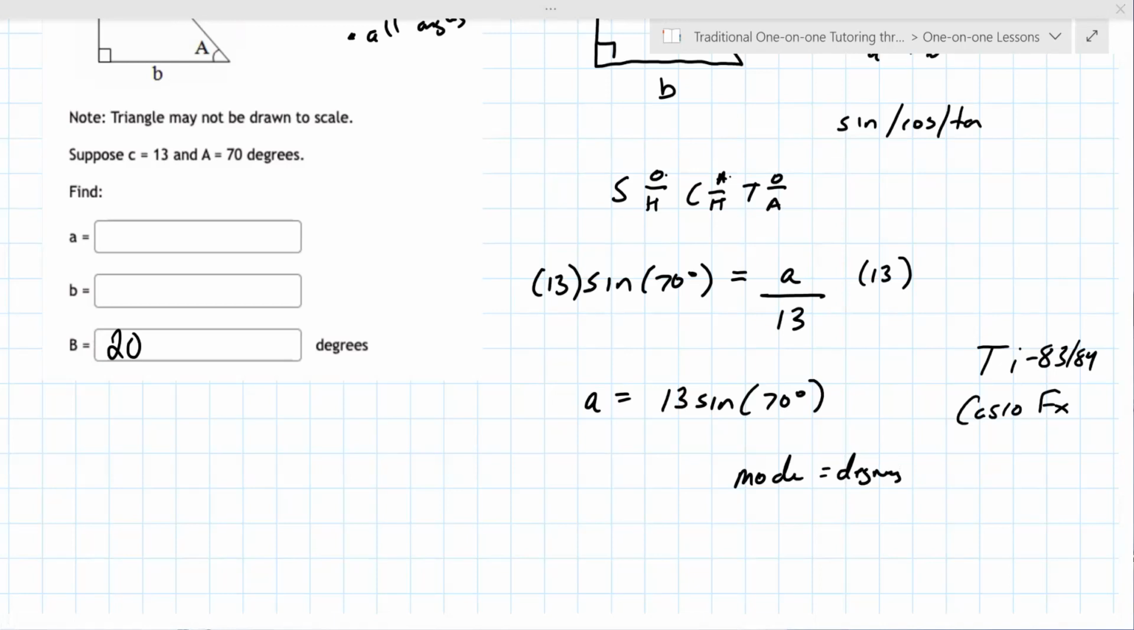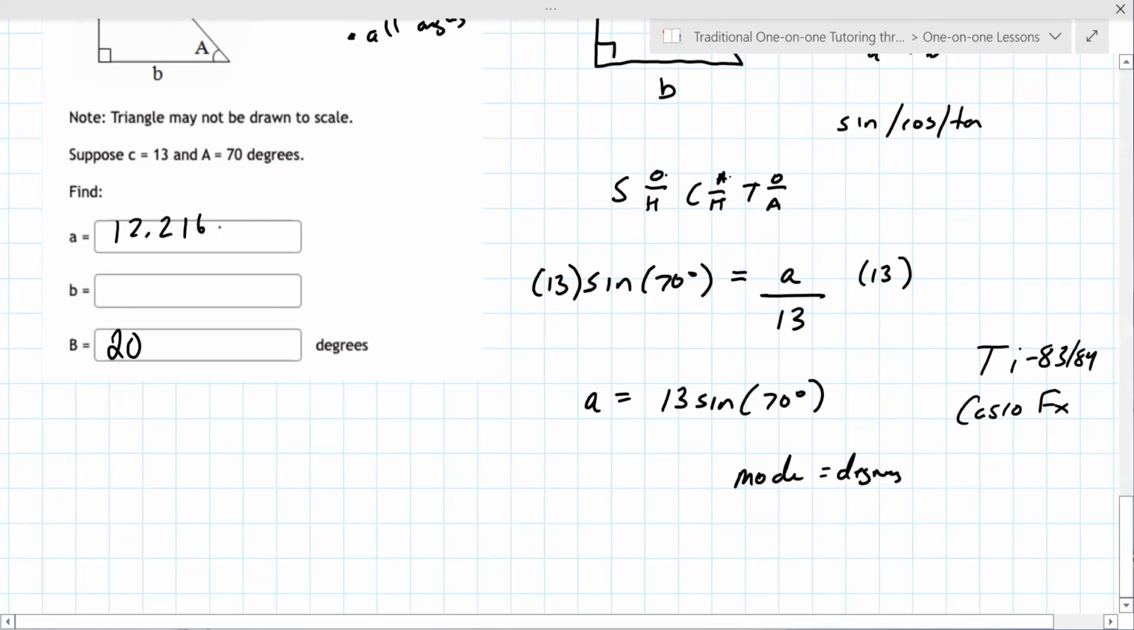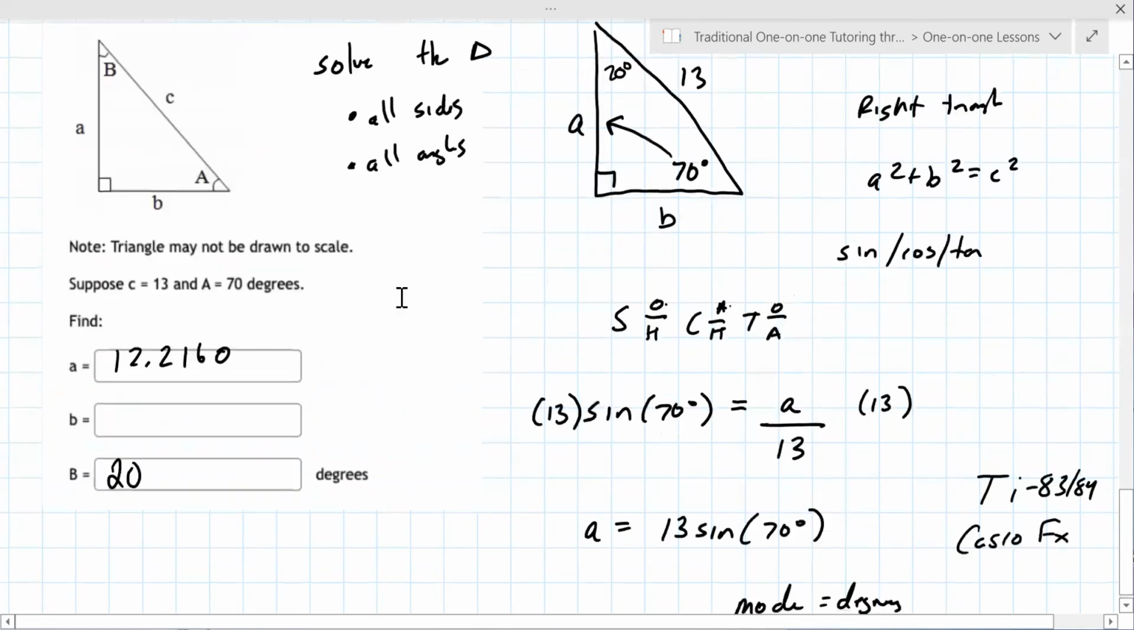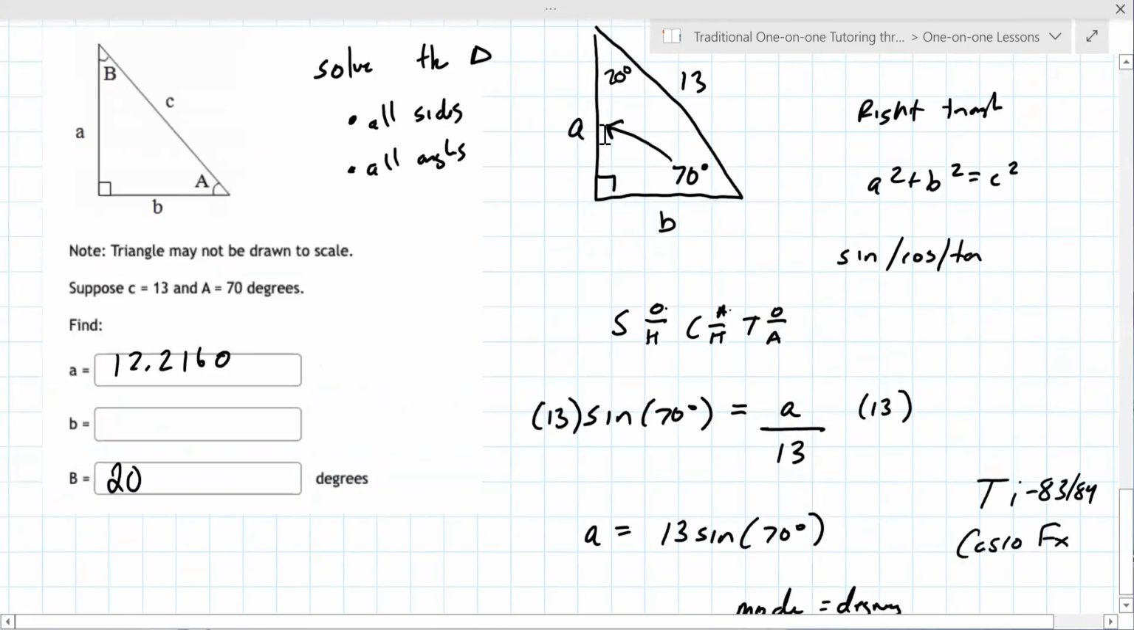I will also do the same, but this is an important thing for you to be able to do in the class here. 12.216. Is that what you got? Perfect. Now what's kind of nice is at this point, you actually have a choice. You can either go back to Pythagorean theorem because you have now two of the three sides, or you can keep using your trigonometry, your sines and your cosines. So which do you think you would do at this point to find B?